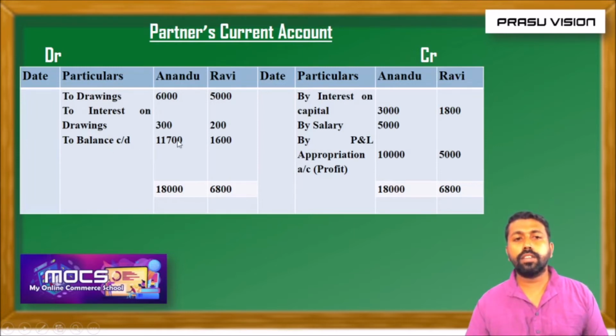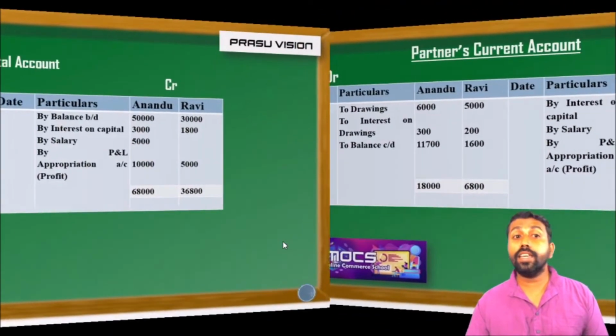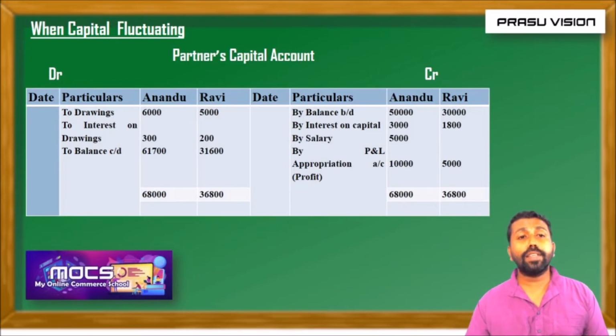So the balance amount after adding all items is 10,000, 5,000, 3,000, 18,000... Then 5,000, 1,800, 6,800. The difference is here, to balance carried down, 11,700 and 1,600. So these amounts will be transferred to the balance sheet of partners. We have to prepare the capital account as per the fluctuating capital method also. As per the fluctuating capital method, we are recording all the items in the capital accounts.